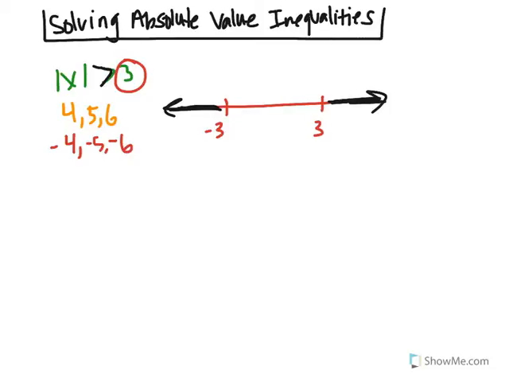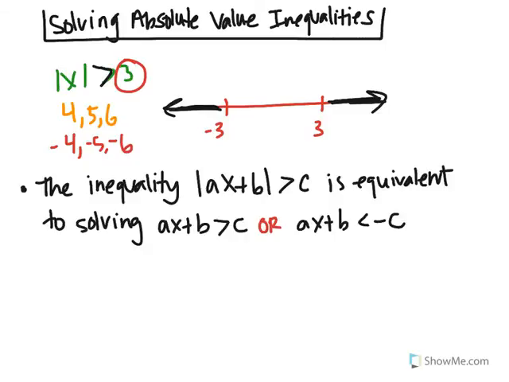So here's what the theorem is. The inequality, the absolute value of ax plus b is greater than c, and this also works if it's greater than or equal to c, is equivalent to solving this right here. You're going to take the same ax plus b that you have here, and just take away the absolute value signs. You're going to solve what you have. If it's greater than, notice how I'm emphasizing or, you're going to be solving an or linear inequality.